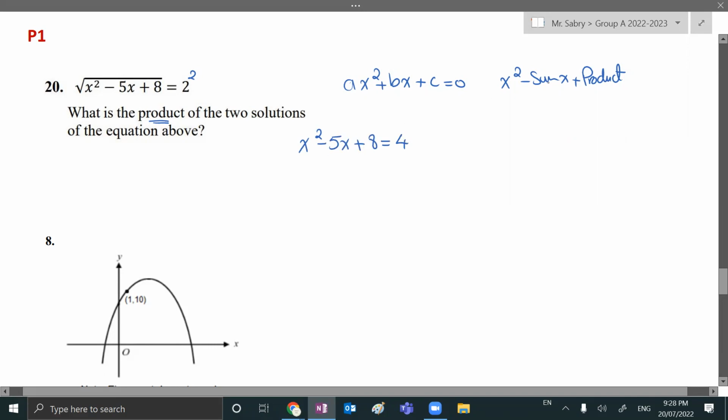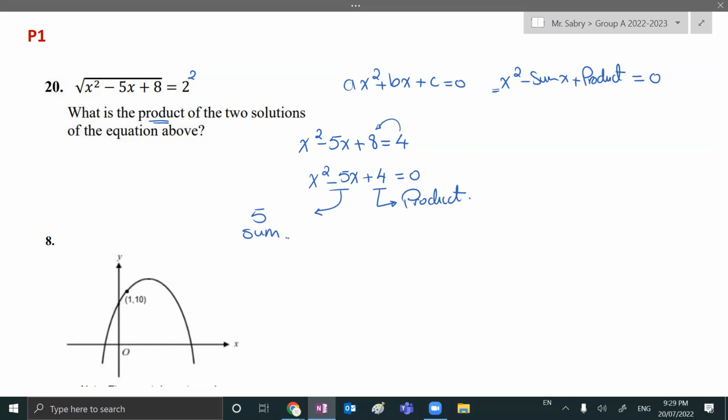Now, the only way this could work is whenever it's equal to 0 and whenever x squared here has a coefficient of 1. So this means that I'll have to move the 4 to this side. This will get me x squared minus 5x plus 4 equals 0. So what's the product of the two solutions? The 4 is the product. On another note, if I asked for the sum, the positive 5 would be the sum of the solutions. Does this make sense? Are we good?